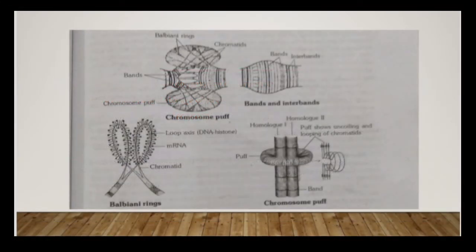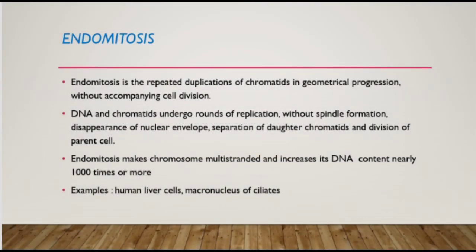And here in the diagrams, you can see the chromosomal puffs and also the Balbiani rings. It is very clear in these diagrams. So this is all about polytene chromosome. Now moving to a process called endomitosis. It is very important while we are discussing the polytene chromosome.